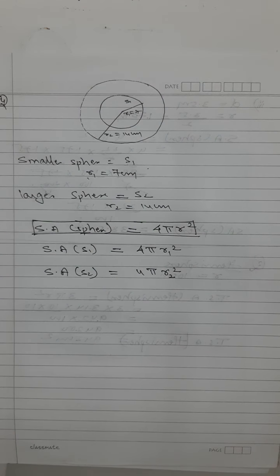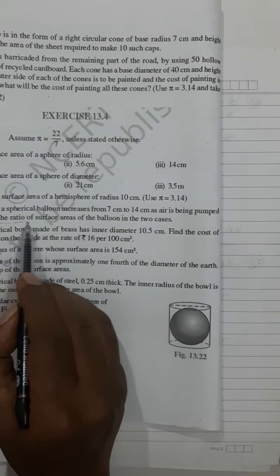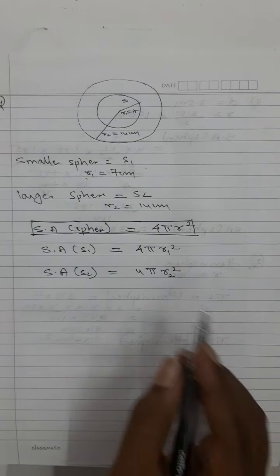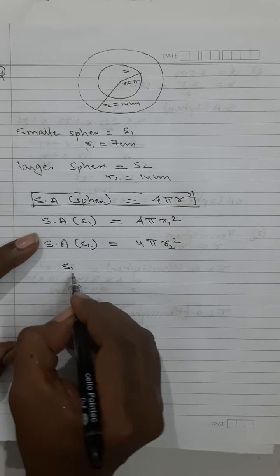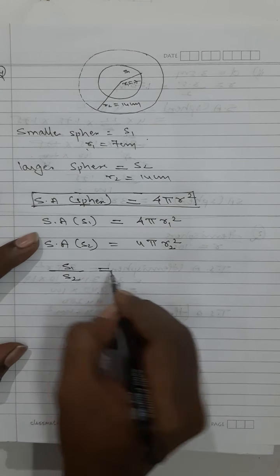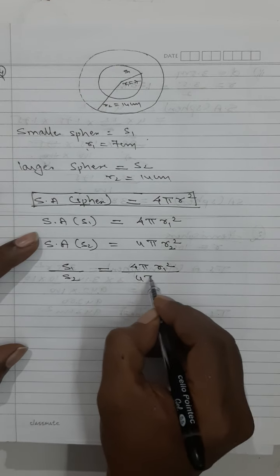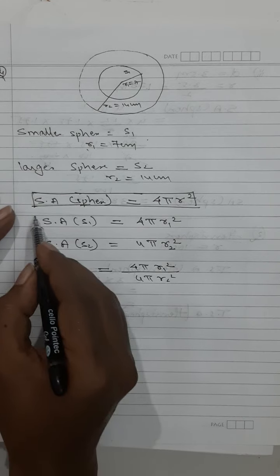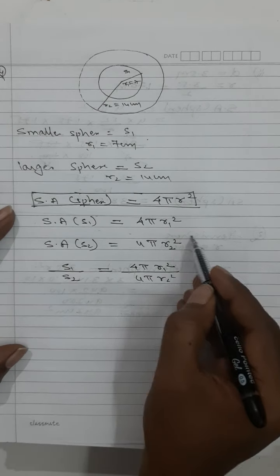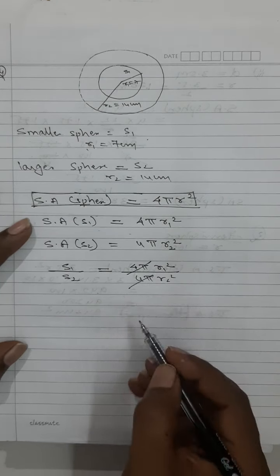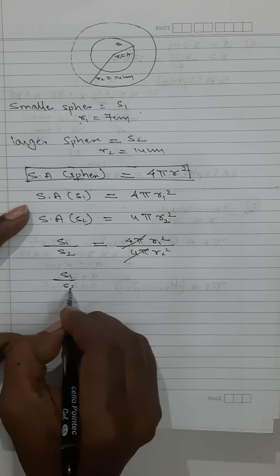Now they have asked us what? This is very important. Most of the time this will come to your help. Find the ratio of the surface areas of the balloon in two cases. So find the ratio means I will have to do S1 upon S2 is equal to 4 pi r1 square upon 4 pi r2 square. I am dividing these two sides. Ratio. So 4 pi cancels, what you get is S1 upon S2.